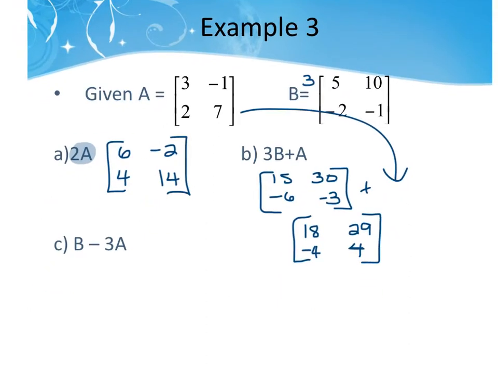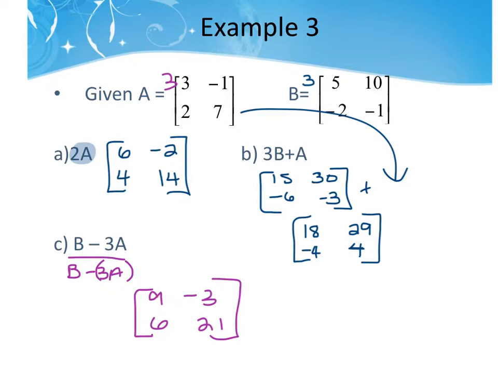And then the last one is B minus 3A. So you can either have this as B plus a negative 3A, in which you multiply a negative 3 into all of these parts and then add the 2 remaining matrices, or you can treat it as B minus 3A, in which you multiply 3 times A first, and you'd get 9, negative 3, 6, and 21.